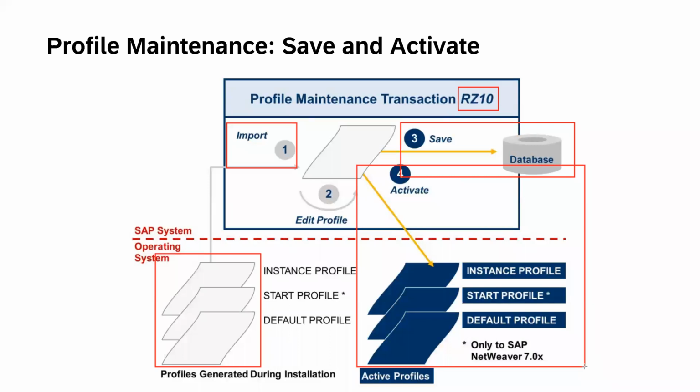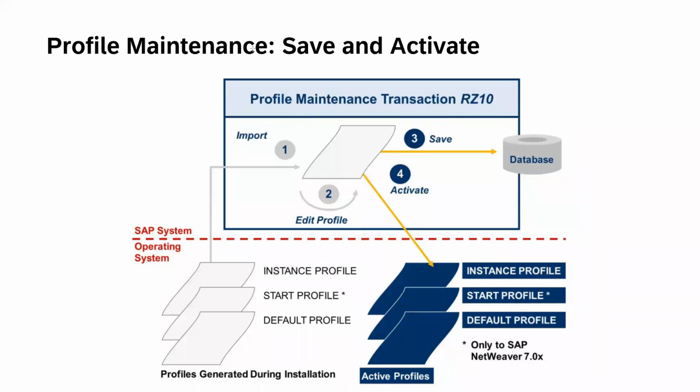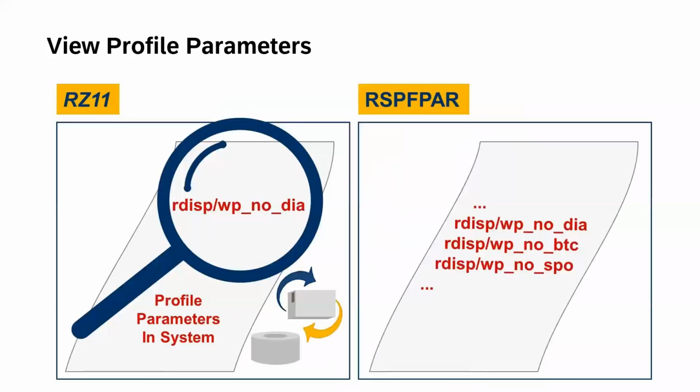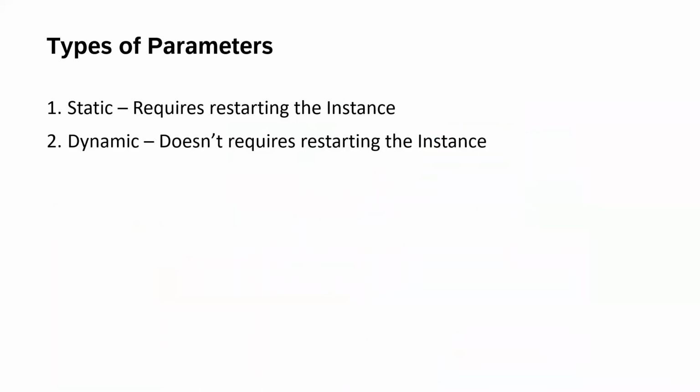Okay. So now this is how your profile parameters work. Now, just for the last point over here, we'll cover it. What are the types of parameters? See, there are two types of parameters. One is your static parameter and the other is the dynamic parameter. What is the difference between those two parameters?